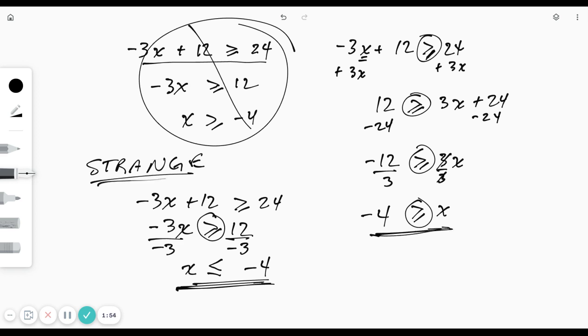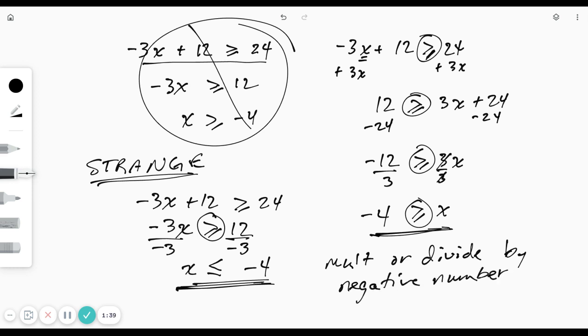So the strange thing about inequalities is when you multiply or divide by a negative number, we have to switch the inequality. We'll call it the inequality, not the sign. Switch the direction of the inequality.